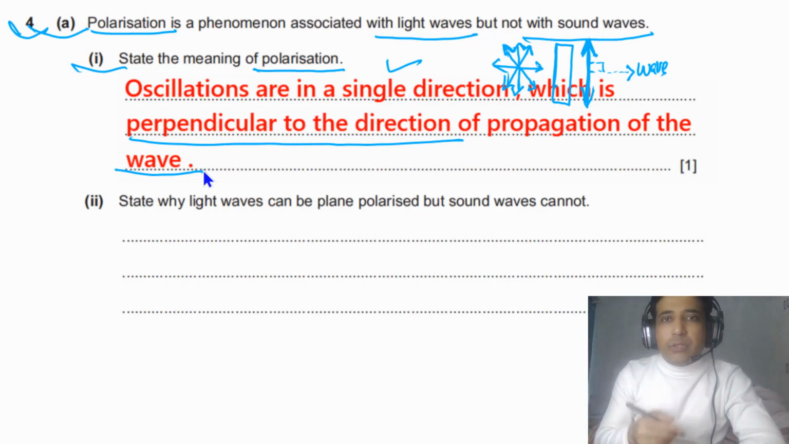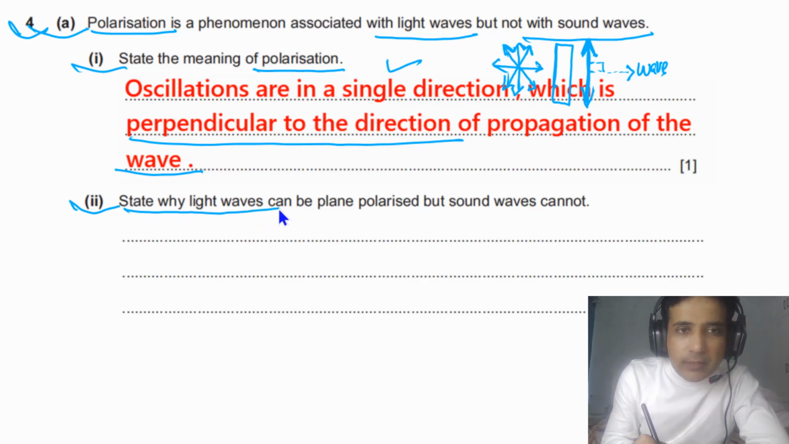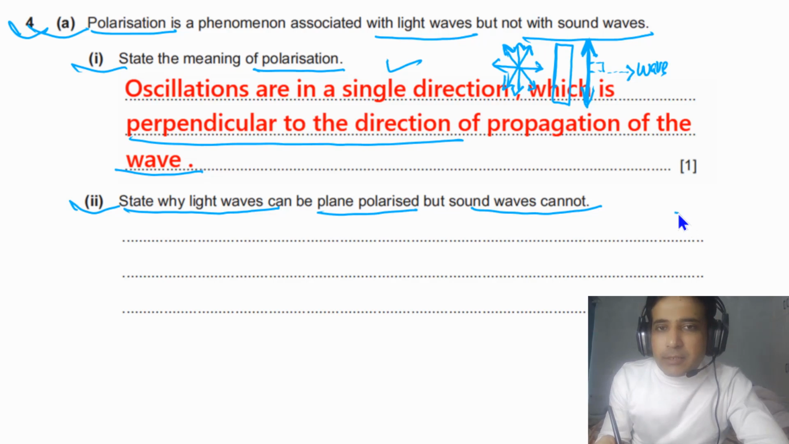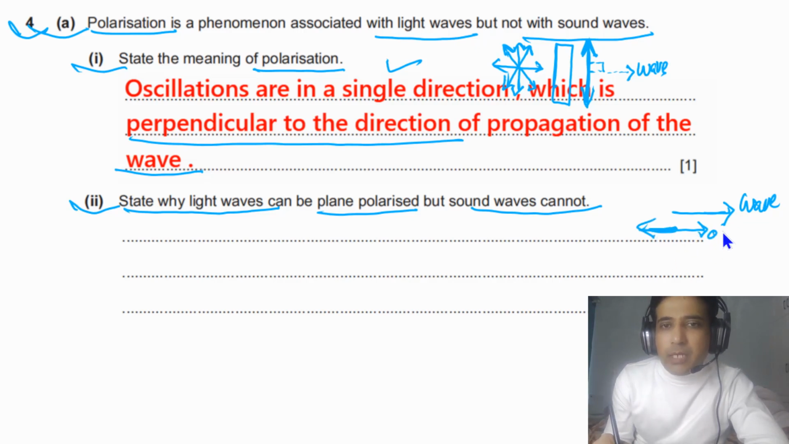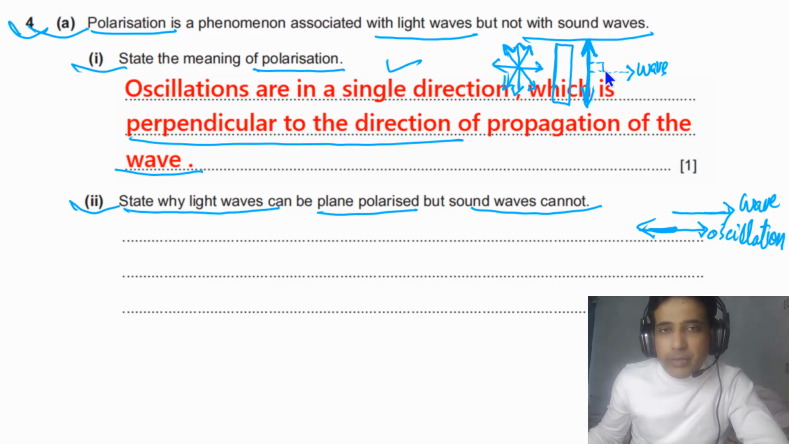So this is polarization. But if we go to the second part, question is asking you to state why light waves can be plane polarized but sound waves cannot. So the reason is that if we imagine a sound wave traveling to the right, in this case the motion of the particles, meaning oscillations of the particles, are in direction of wave, they are moving parallel. So oscillations are parallel. So that's the reason sound waves cannot be polarized, because they are just in one plane. But light waves can be polarized.